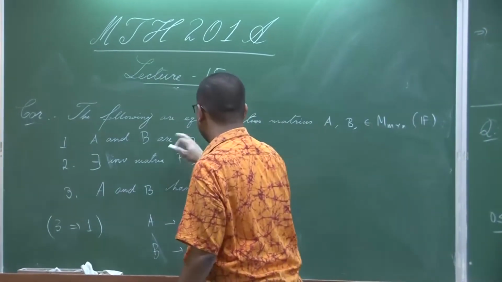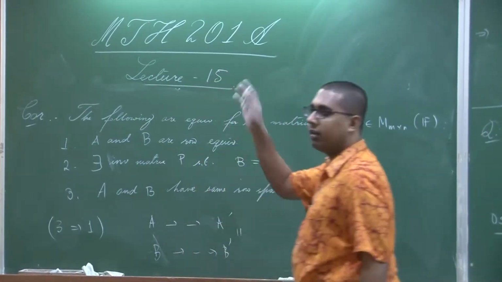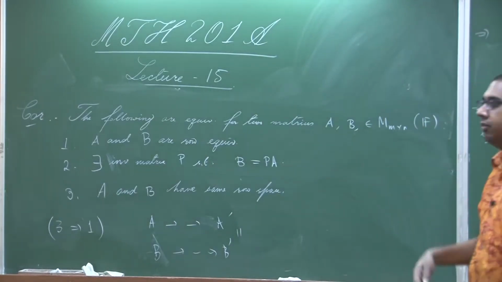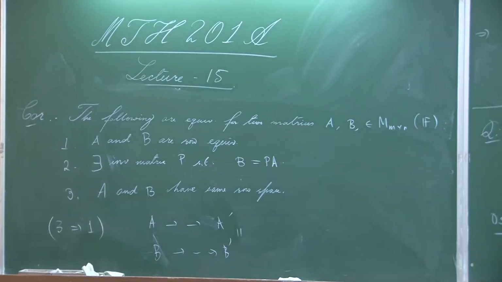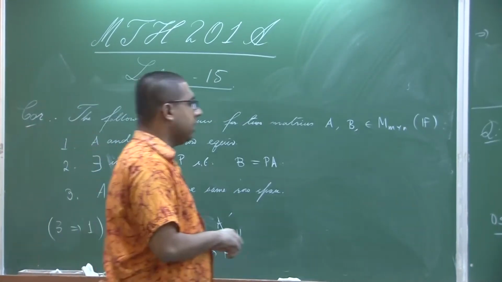Thus, row space and row equivalence are actually interchangeable, or in other words, they are equivalent. So, with that I will finish this lecture.